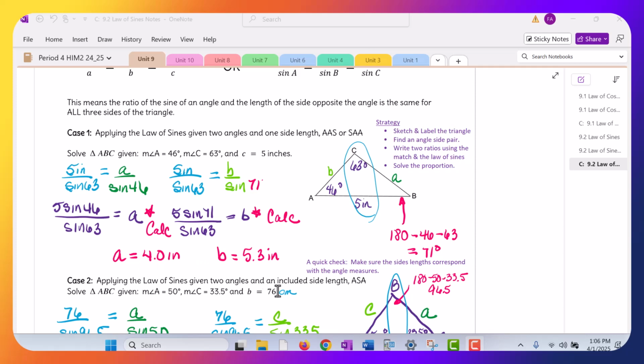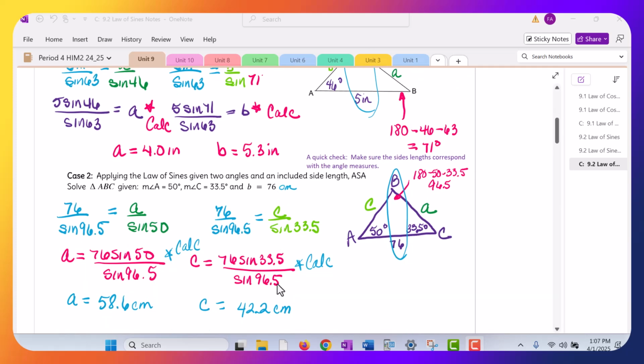And our quick check to make sure we're thinking about things correctly and setting up the proportions correctly is that we make sure that the lengths of the sides and the angles correspond to each other. And by saying that, I mean the smallest angle has to be opposite the shortest side. The largest or longest side has to be across from the largest angle.